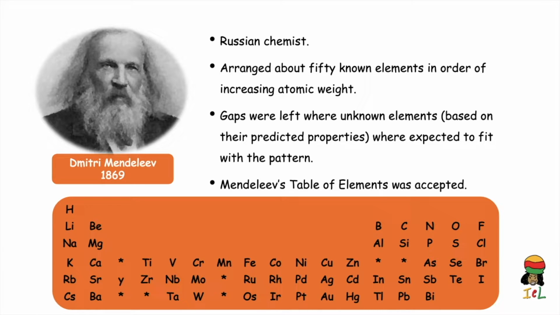Leaving the gaps was a very clever decision. When new elements with specific predicted properties were discovered, they fitted perfectly in the respective gaps or spaces. Mendeleev's table of elements, as partially illustrated here, became very popular for cataloging and understanding the elements. Consequently, it became the foundation on which the modern periodic table was developed.